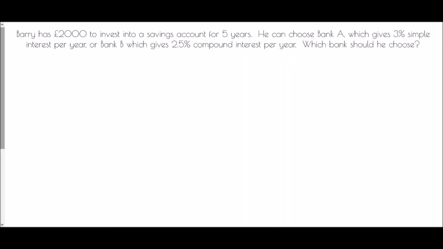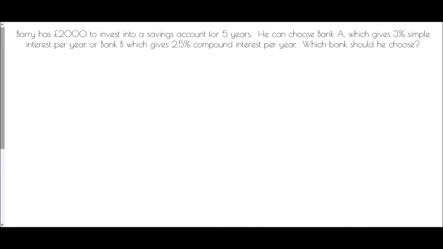And so in our last set of examples, we're going to look at how we can make a decision as to which one is actually going to be the most beneficial between two possible different investments. So Barry has £2,000 to invest into a savings account for 5 years. He can choose Bank A, which gives 3% simple interest per year, or Bank B, which gives 2.5% compound interest per year. Which bank should he choose?